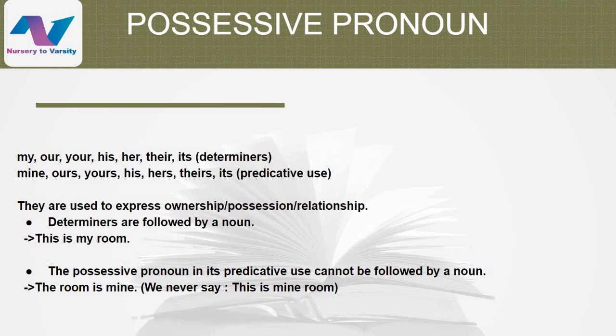So my, our, your, his, her, their, and its are generally determiners, whereas others like mine, ours, yours, his, hers, theirs, and its again in predicative use. As you can see, its is common in both determiners and predicative use. So for a note, its is generally used as predicative case in most of the times.